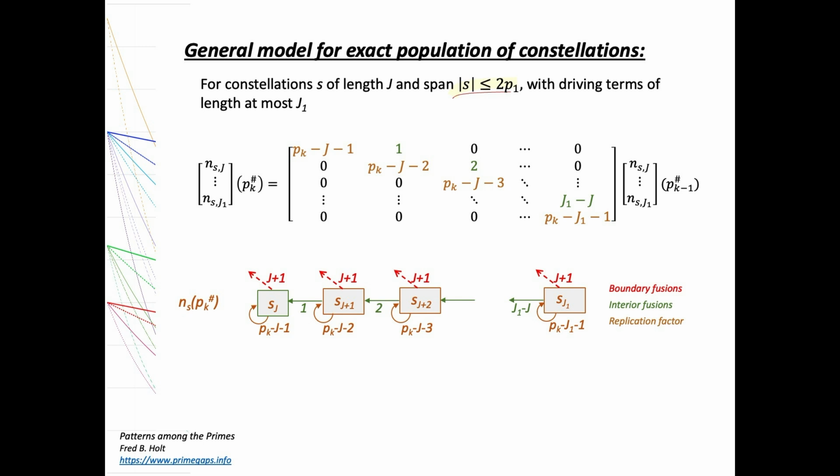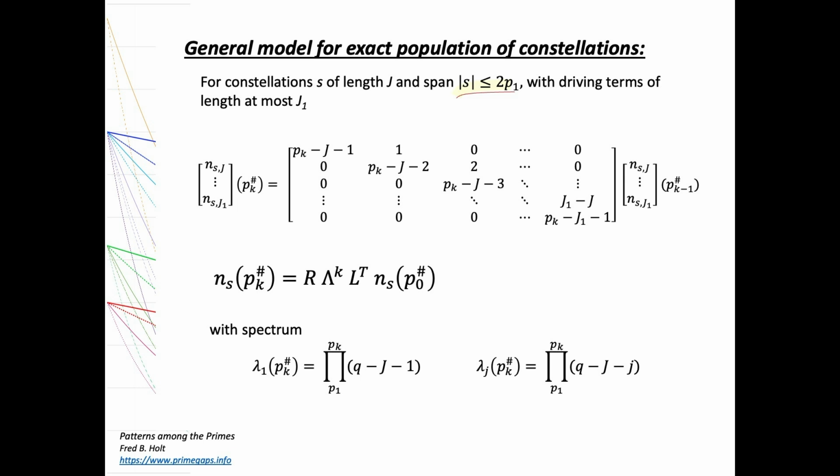In each stage, there are j plus 1 boundary fusions. A boundary fusion eliminates a driving term or a copy of the constellation itself by fusing together those elements. Interior fusions promote a driving term to a shorter driving term. And then there's the remaining replication factor. How many copies survive the replication in step R2 of the recursion and the fusions in step R3 of the recursion? We again look at the eigenstructure.